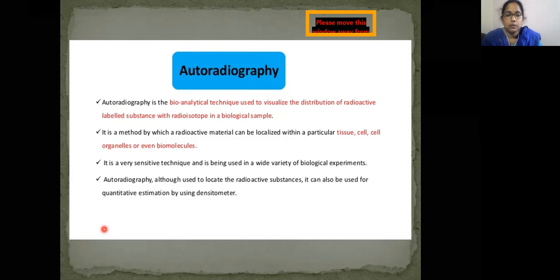Okay, so by using this method you can locate the radioactive material in a particular tissue or cell or the cell organelles, or it may be the biomolecule, and it is a very sensitive technique, and it is also used for a variety of biological experiments, right? And as I already told you, it is used to locate radioactive substances. Okay, so it can also be used for quantitative estimation.